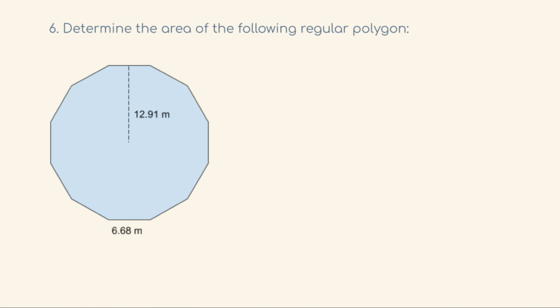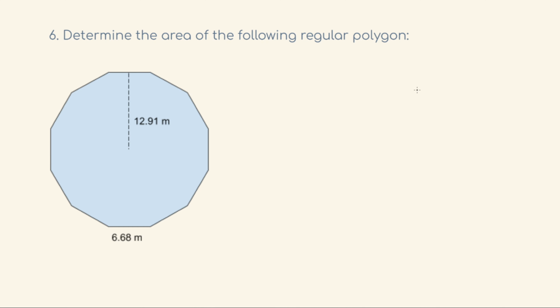Now on to question 6. So we want to determine the area of the following regular polygon, right? So remember, the area for a regular polygon is equal to perimeter times the apothem divided by 2. So first things first, we have to find what the perimeter is.